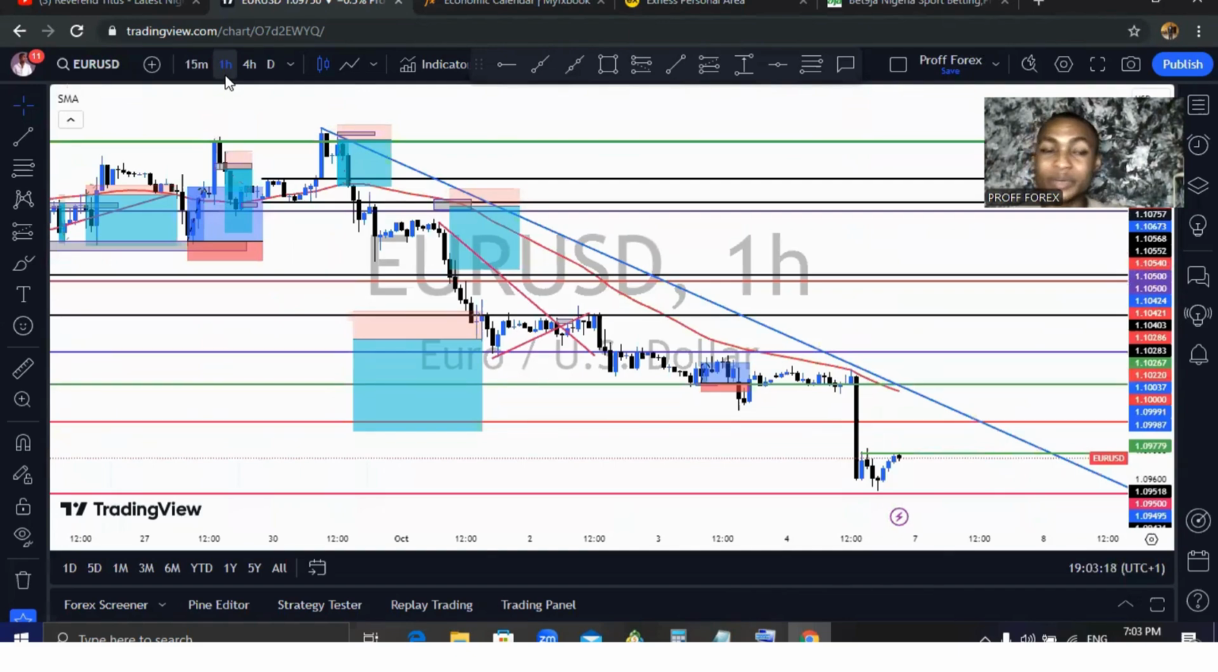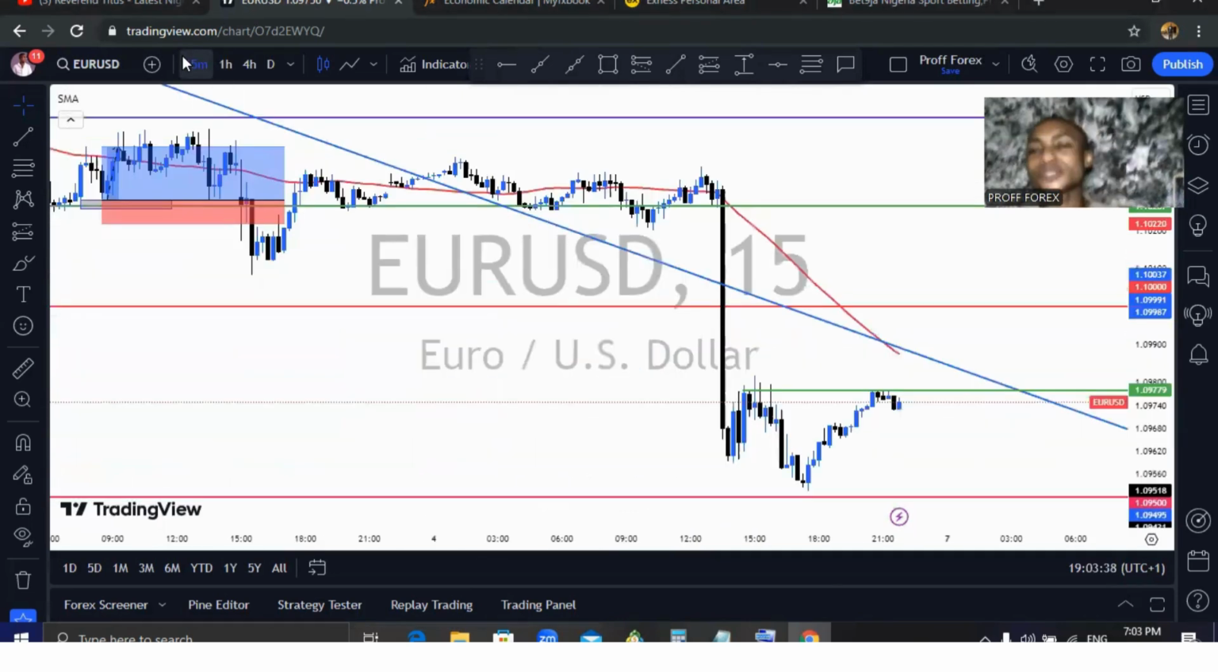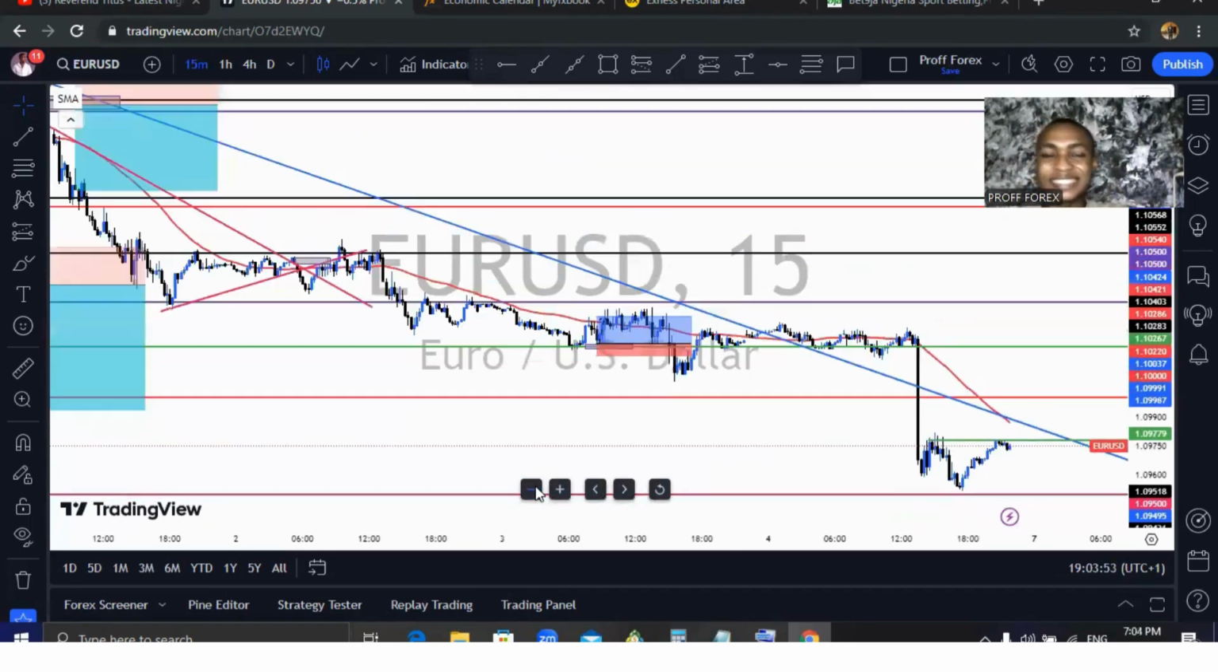When we come to the 1 hour, it helps us to understand the overall trend. In the overall trend, it tells us what the bias is to be. Then we go to the 15 minute time frame. We go to 4 hours in order to determine the chart, the trade path. We come to 1 hour for confirmation, and we go to 15 minutes to take entry.